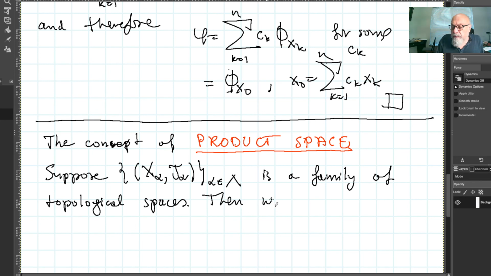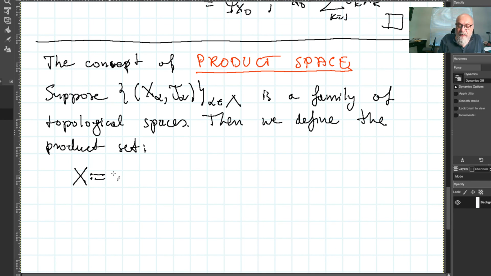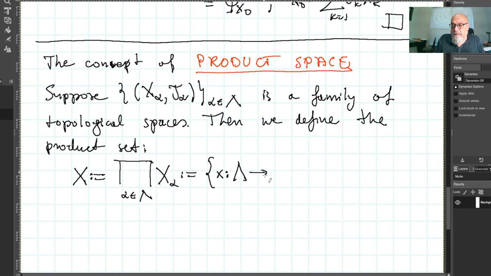Then we define first the product set. I will, for simplicity, write X, but it denotes the product over alpha belonging to lambda of the spaces X_alpha, and by definition, it is the set of all possible functions. Remember this, you should always think of it as a generalization of a sequence: functions x from lambda to the disjoint union of the sets X_alpha, satisfying the property that x of alpha belongs to X_alpha.